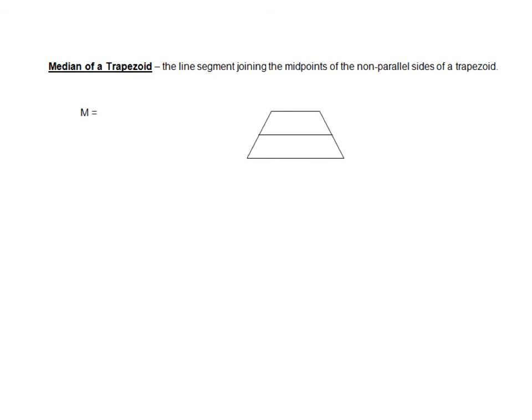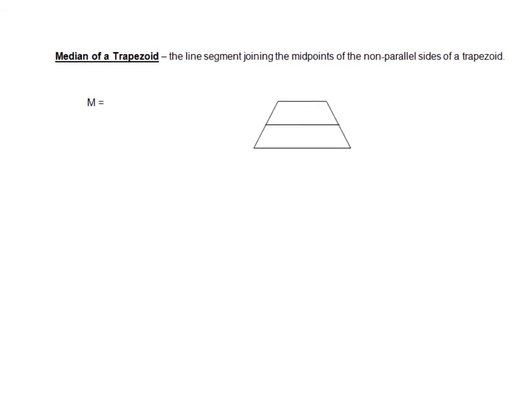All right, we also have something called a median of a trapezoid. The median of a trapezoid is a line segment that joins the midpoints of the non-parallel sides of a trapezoid. Here's what this means. These are the non-parallel sides of our trapezoid right here. If you take the midpoint, which is going to be right there, of one side and take the midpoint of the other side, and draw a line connecting those two midpoints, that is the median.